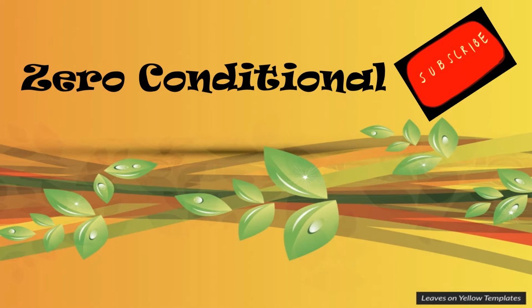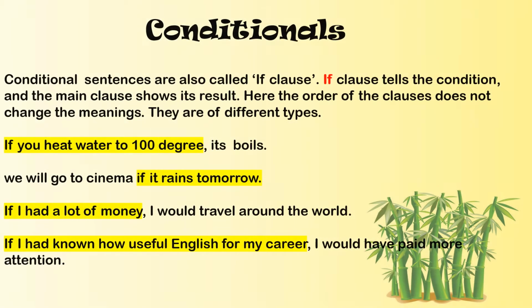So first of all, I'll discuss what they are. Now, conditional sentences, if you just look at the name, then you can spot the word condition in it. That there is a condition in it and a result also. We call them if clause because the if clause is the part of the sentence which tells us the condition, and the other part, which we call the main clause, is the one which gives its result.